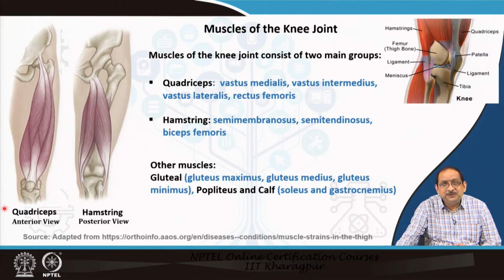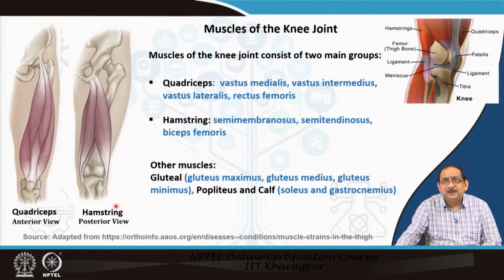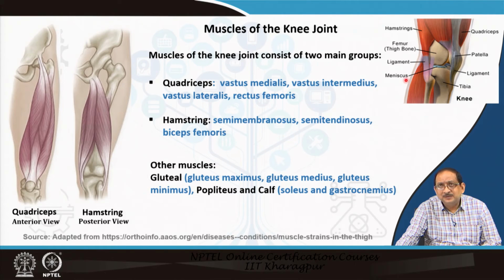In the anterior view, as presented, you can see the quadricep muscles in the knee joint, and in a posterior view we can see the hamstring muscles in the knee joint. These are also visible somewhat here in an oblique view of the knee joint.